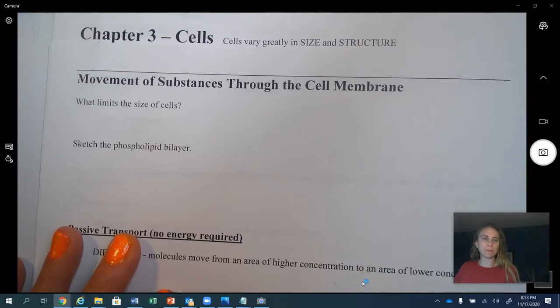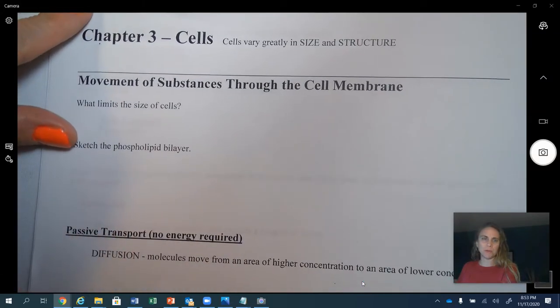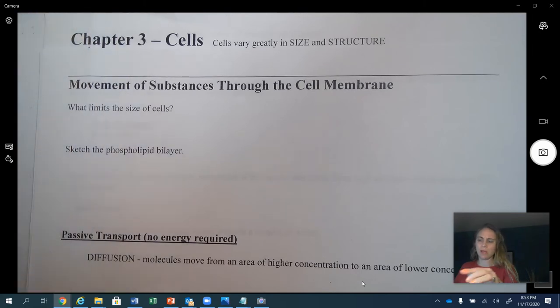Right. We're in chapter 3, cells, and we're into movement of substances across the cell membrane, through the cell membrane. And first, we're going to talk about why it's important to even talk about what's going across the cell membrane. Cells, first of all, are really small, right? We all learn that. You can't see cells unless you're looking at them in a microscope. And why is that, though? Why don't we have cells that are larger than microscopic, really?